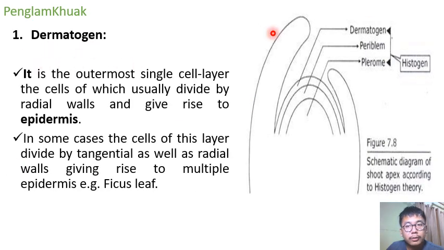First, the outermost layer, that is the dermatogen. It is the outermost single cell layer, and the cells of this layer divide by radial walls, and mostly it will give rise to epidermis, mostly a single cell layer. But in some exceptional cases, the cells of this layer divide by tangential walls, that is periclinal, parallel to the surface, as well as radial walls, and then they can give rise to multiple layers, more than one layer, as in the case of the Ficus leaf.